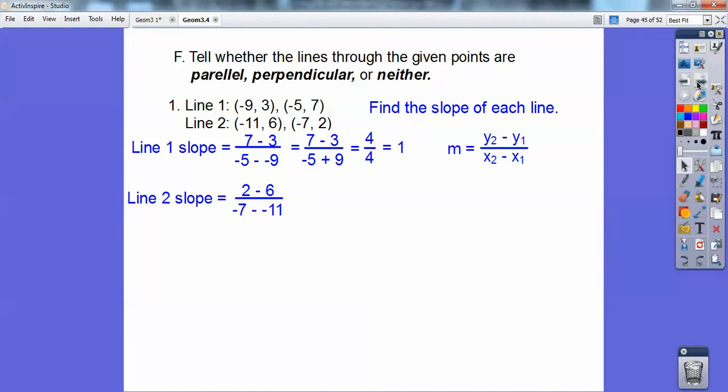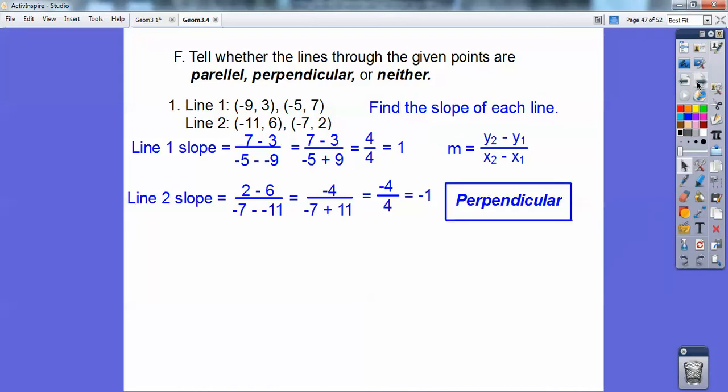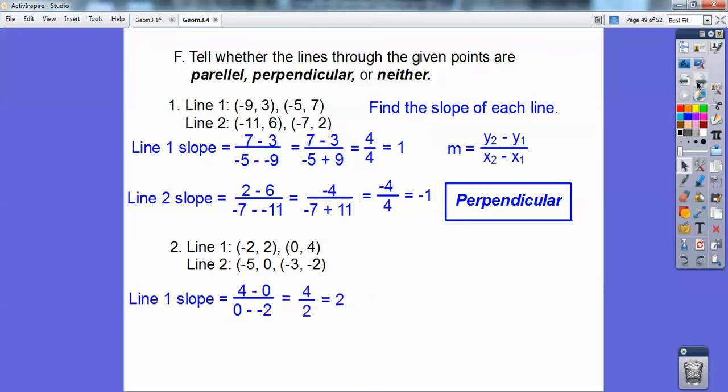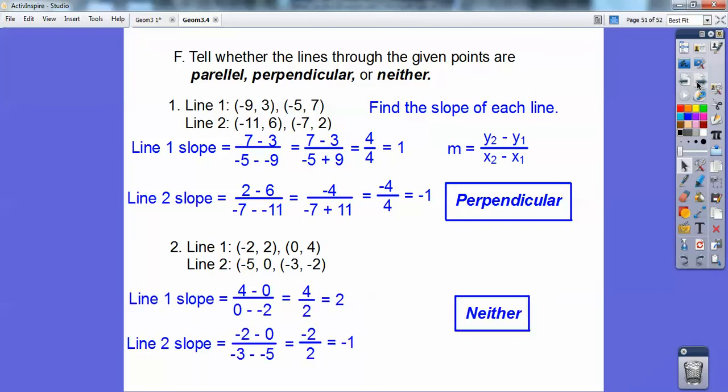Okay, find the slope of line 2. You get negative 1. Those are opposite reciprocals, because the reciprocal of 1 is 1, and they're opposites, so they're perpendicular. Okay, how about this one? Go ahead and do that. There's line 1, there's line 2. Those guys are neither.